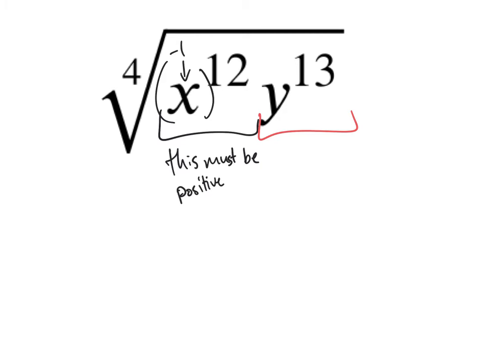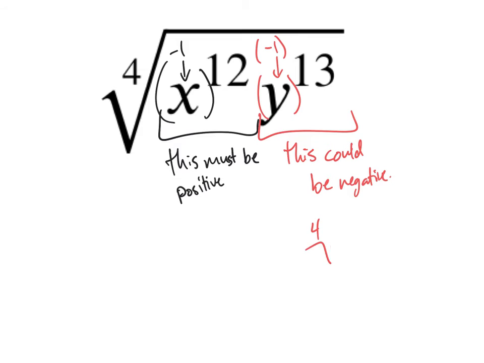This part right here, this could be negative. So if you put in a -1 here and you cube it, or you raise it to the 13th power, you'll get a negative number out. But here's the problem. Remember when we started at the beginning of this lesson and we said the fourth root of -1 doesn't exist? It's not real. What this means is we have to restrict the domain.